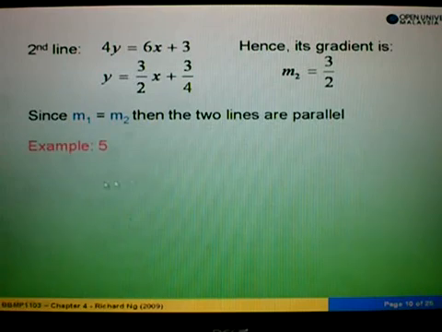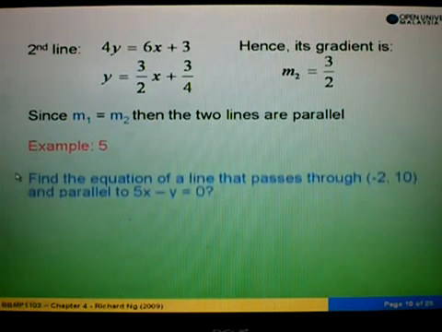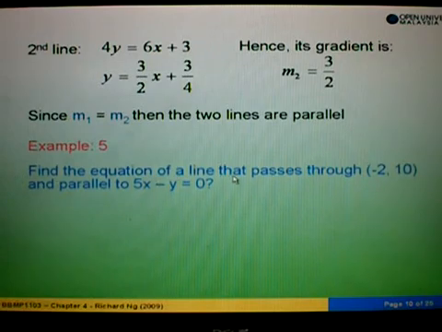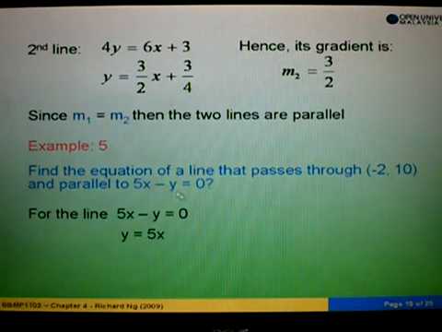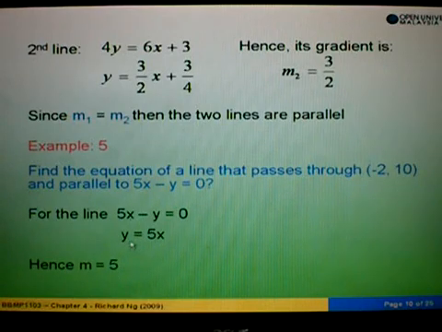Okay, look at example 5 now. Find the equation of a line that passes through (negative 2, 10) and is also parallel to this equation. So what we need to do is to first find the gradient of this line. We are given 5x minus y equals 0. Rearrange, we should get y equals 5x. So when we compare with y equals mx plus c, then we can say the gradient is equal to 5.